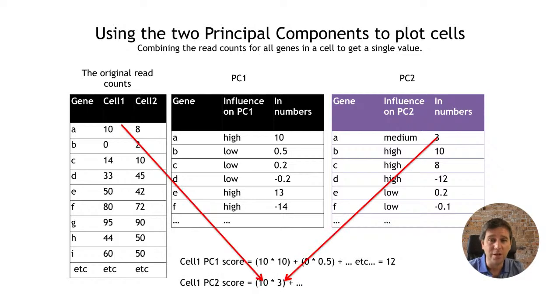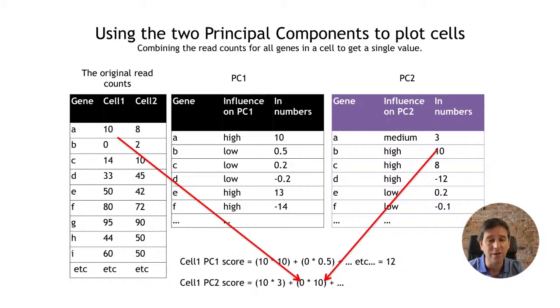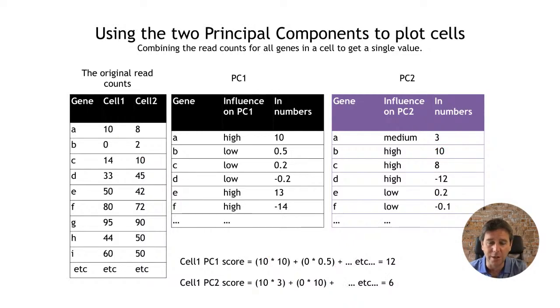And I would do the exact same thing for PC2. I would go on 10, and now I go to my second table for PC2, 10 times 3 plus 0 times 10, etc., all the way down for all the genes here, and I'll come up with a value. In this case, I get a value of 6, let's say.